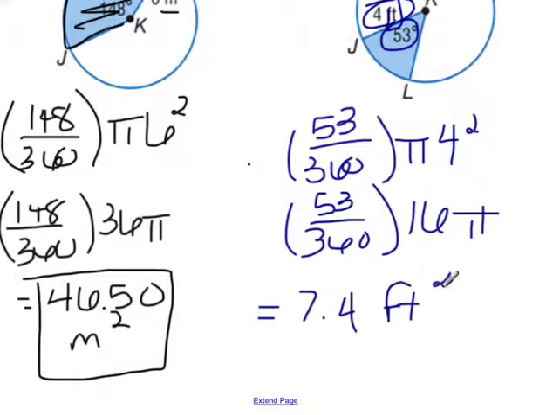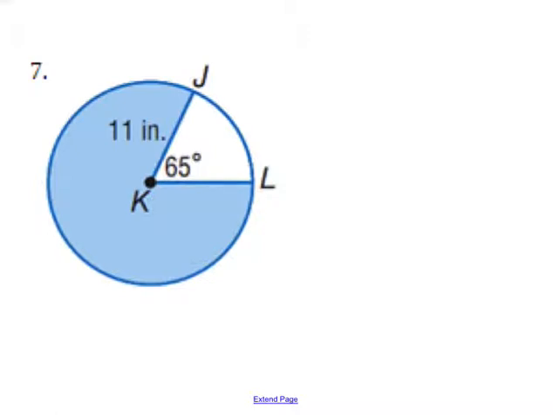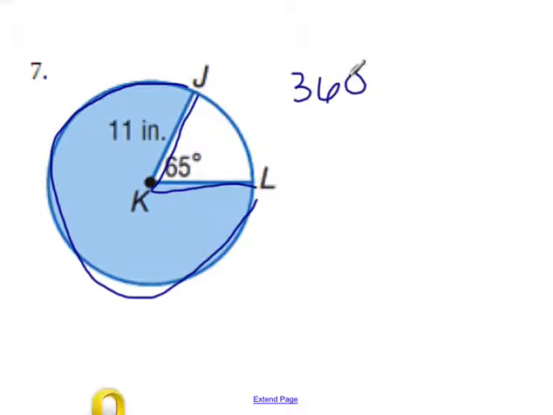Next, let's take a look at number 7. Number 7 is tricky because we want to know this entire length. We know that this part is 65 degrees. Since that part is 65 degrees, think about it this way: a circle has to add up to 360 degrees. So that area's degree measure is going to be 360 minus 65 degrees.